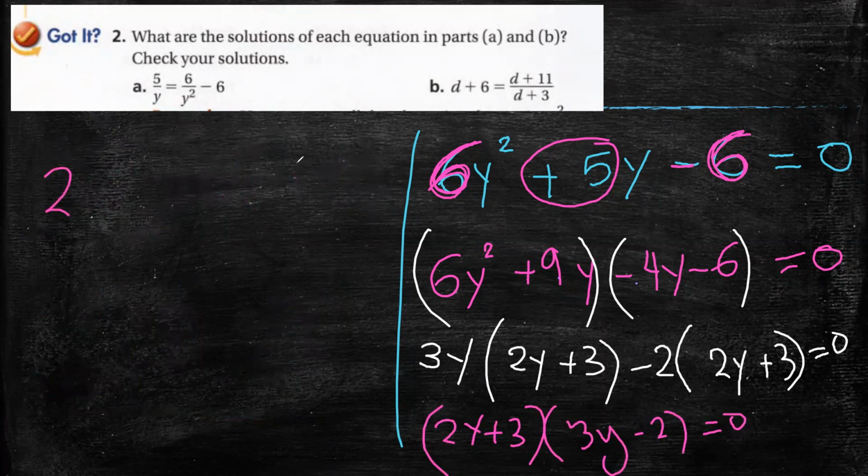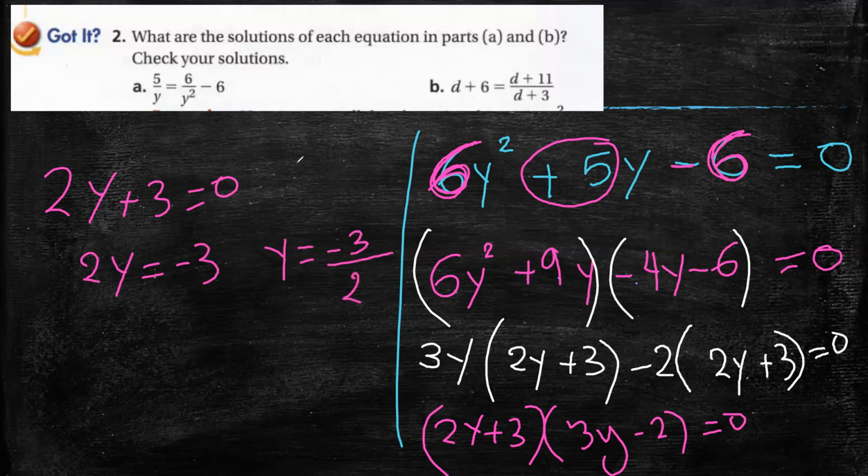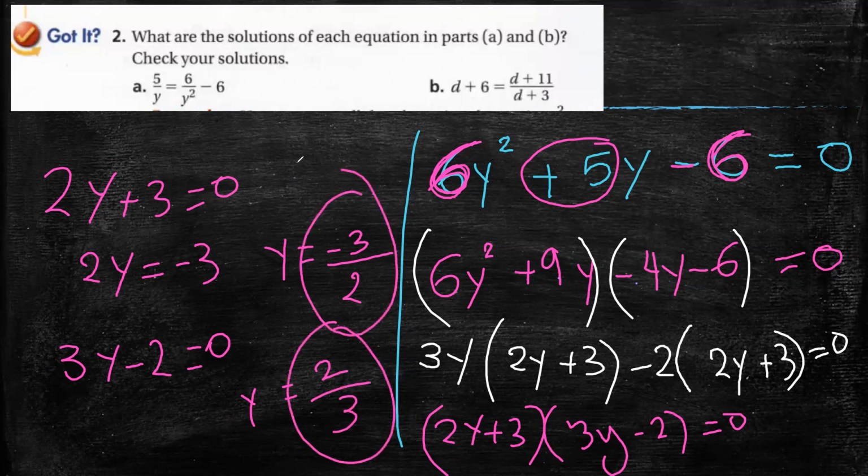So 2y plus 3 will be 0, so 2y is negative 3, so y will be negative 3 over 2. And the second one, 3y minus 2 is 0, so y is 2 over 3. So here we have two solutions: y is negative 3 over 2 and 2 over 3.